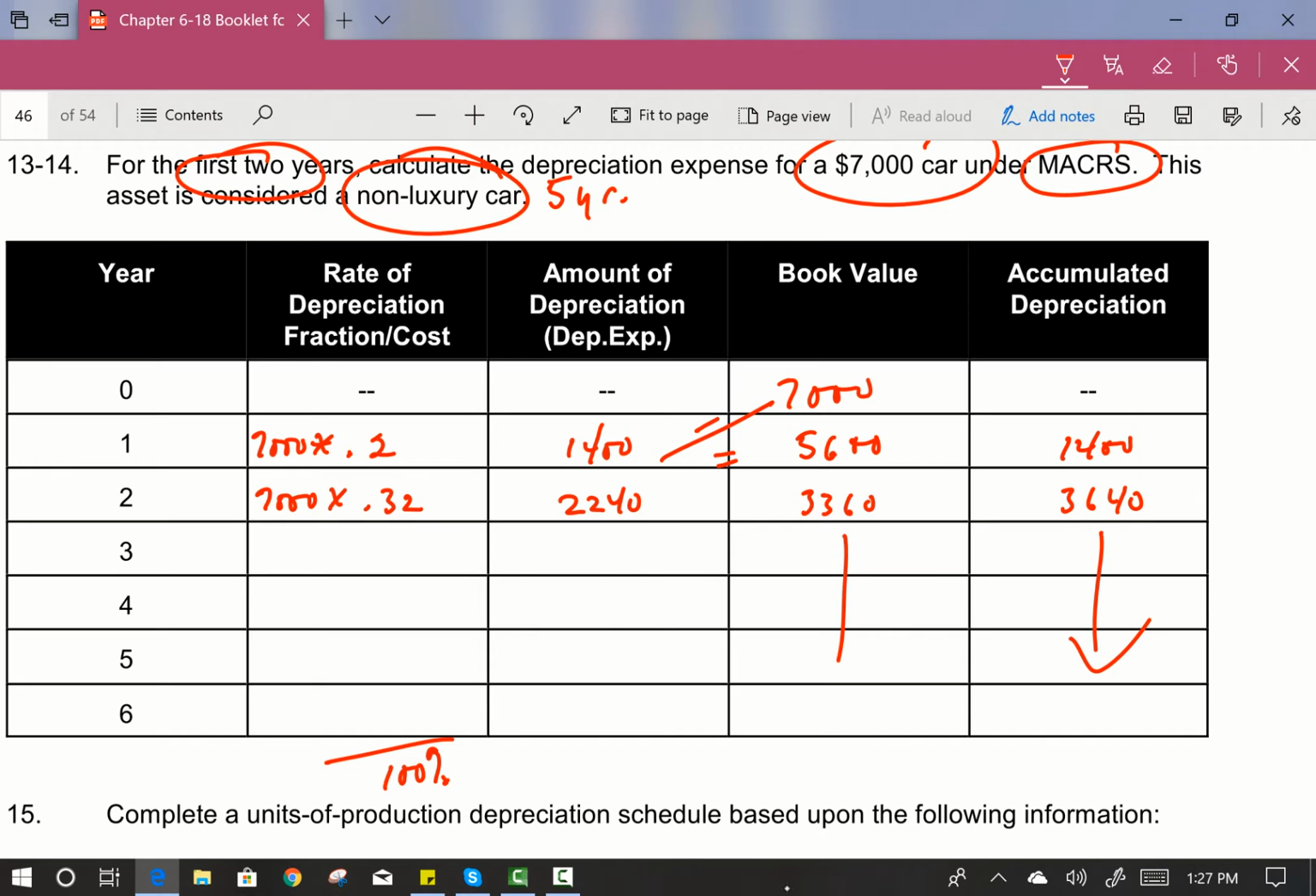And of course, you'd continue this process until you got to the end. It's a 5-year asset, but it would take it into the 6th year because it assumed that we bought it halfway through the first year of that asset's life.